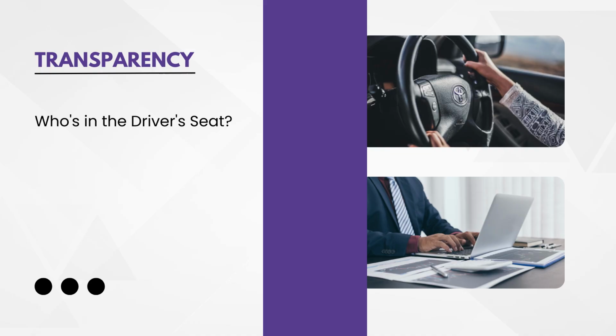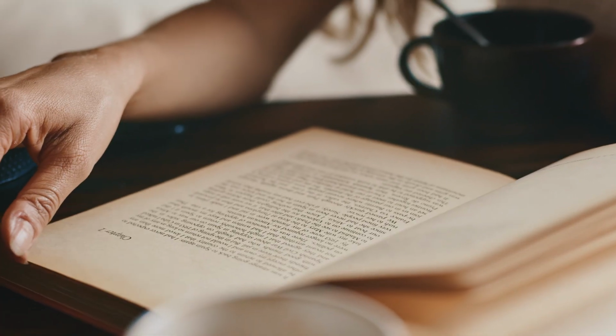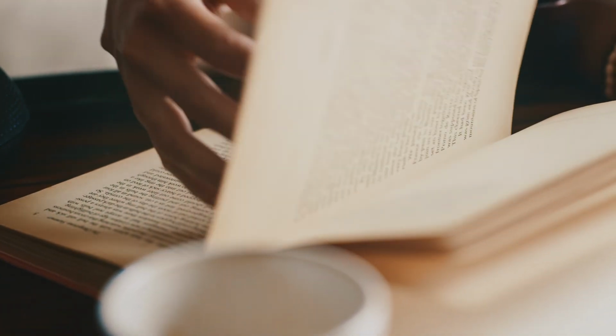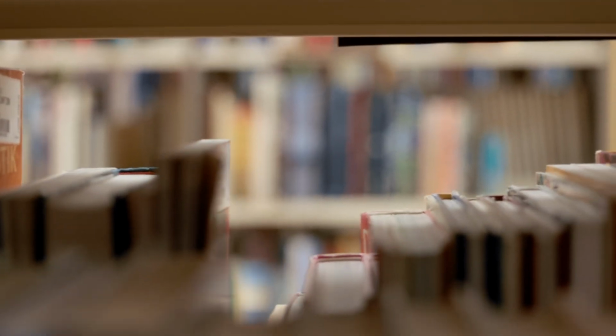Let's compare the control and transparency between SIP and ULIP. When it comes to managing your investment, SIP gives you full control, offering a wide range of fund choices, clear fee structures, and the flexibility to switch funds whenever needed. ULIP, on the other hand, limits your options and comes with a more complex, often opaque fee structure, making it harder to fully understand. In short, SIP is like an open book, simple and transparent. ULIP, however, can feel more like a closed book.